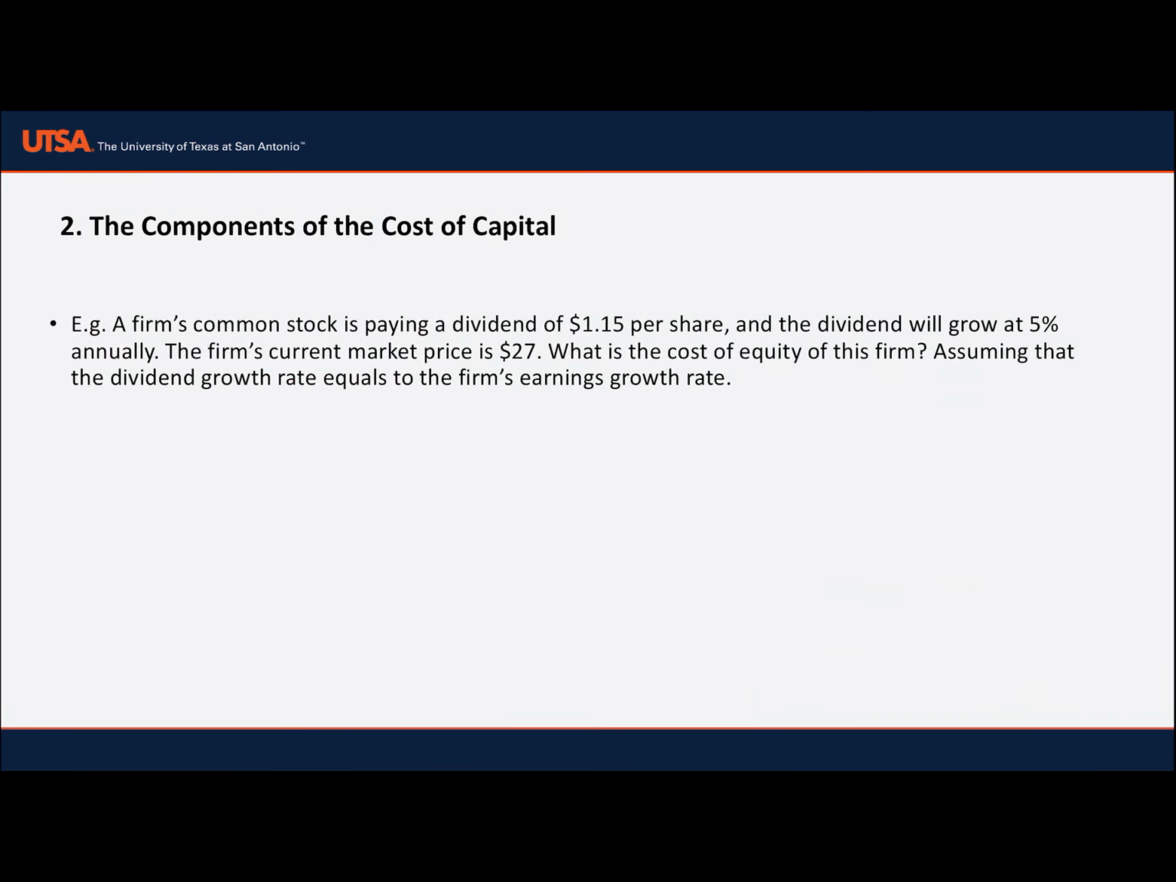So let's solve the problem. A firm's common stock is paying a dividend of 1.15 per share, and the dividend will grow 5% annually. The firm's current price is 27. What is the cost of equity of this firm, assuming that the dividend growth rate equals the firm's earnings growth rate?